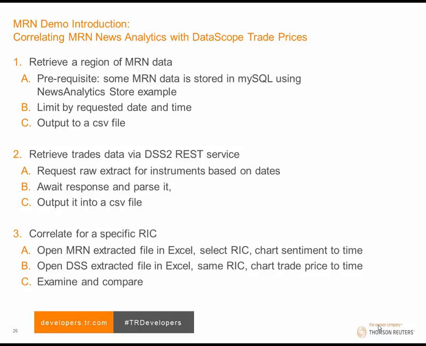Once we have two CSV files, we correlate data for a specific rig. We open it in Excel, select rig, and chart sentiment to time. Again, for the DSS extract, we chart trade price over time, and then we visually examine and compare the two charts.